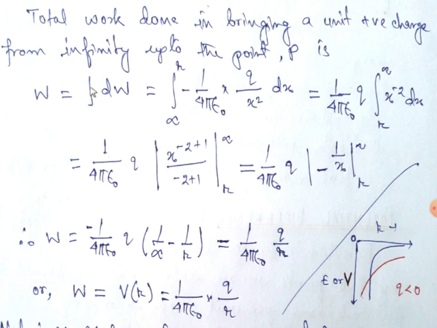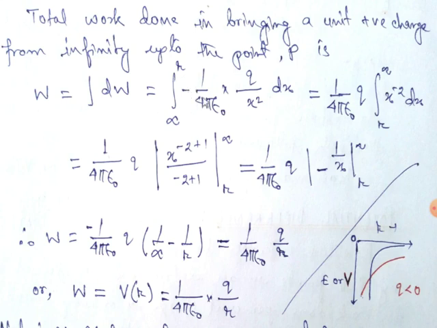W is equal to the integration of dw, as I said, and the integrating limit will be from x equal to infinity up to x equal to R. If you take the minus outside, or you can do it another way: if you interchange these two limits, then this minus will be gone and it will become plus.